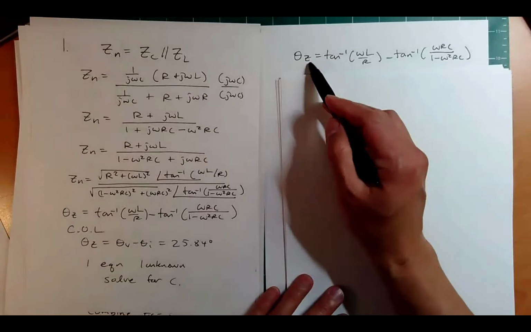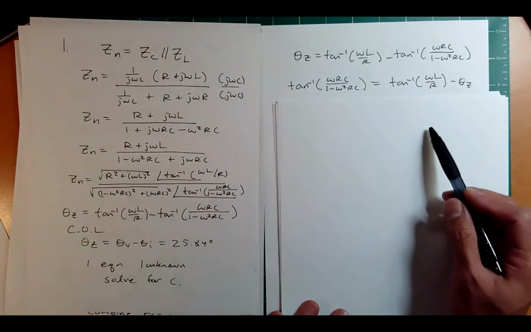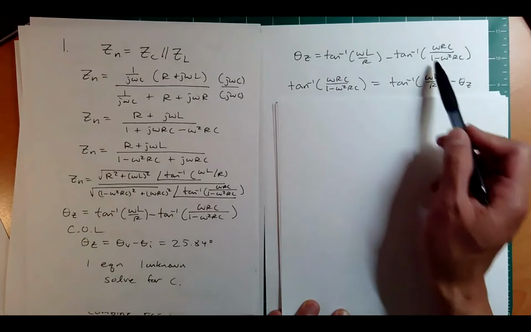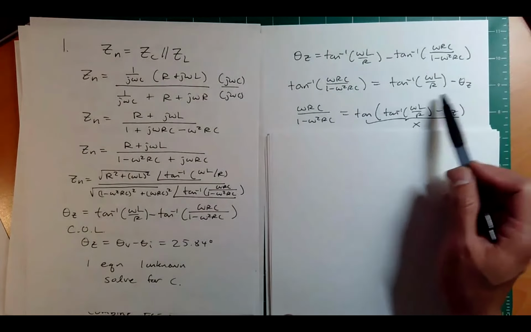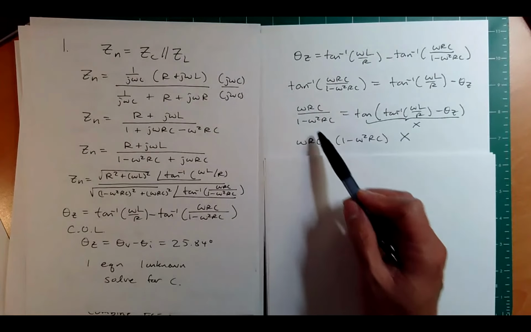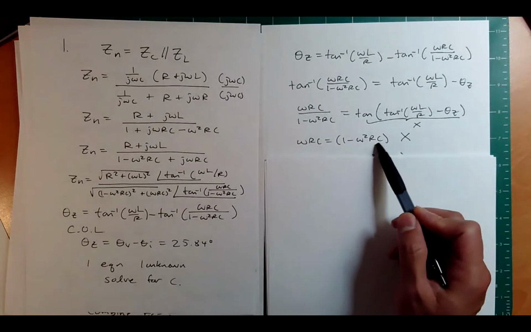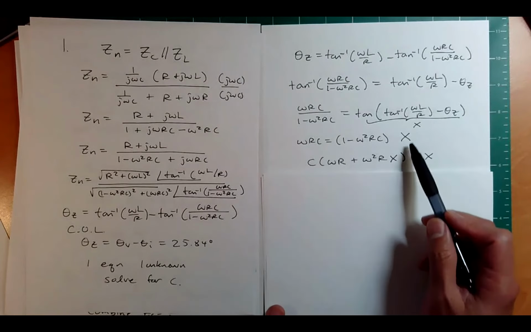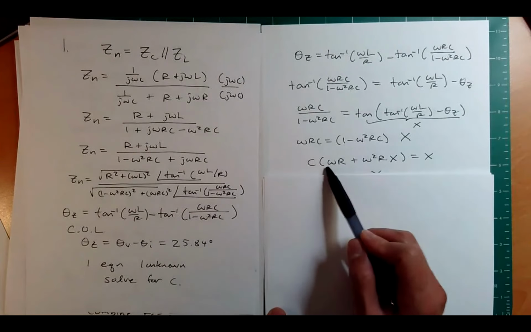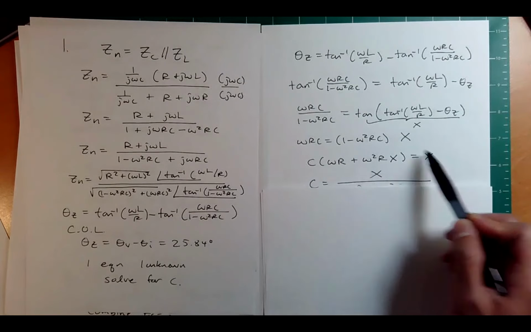So you've got theta Z equals this. We know that's 25 and we know these numbers. What can I do? I can pull this over to the right, switch places. Like I said, this is just algebra. Take the tangent of both sides. I'm left with this. I have a C and a C. I can bring this 1 minus omega squared LC up. This whole thing we'll call X, and then I'm just isolating C. Distribute the X, and bring it over to the other side. So I get C times omega R, plus omega squared L X, and then equals X.